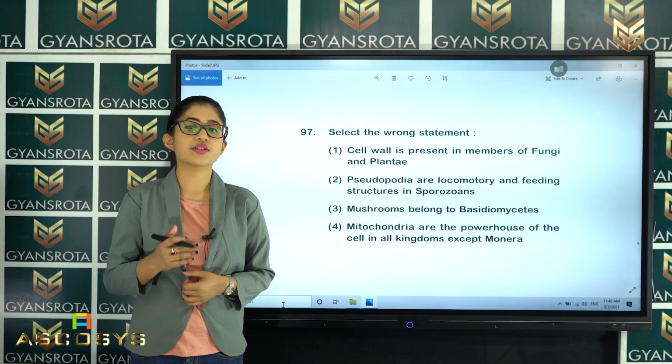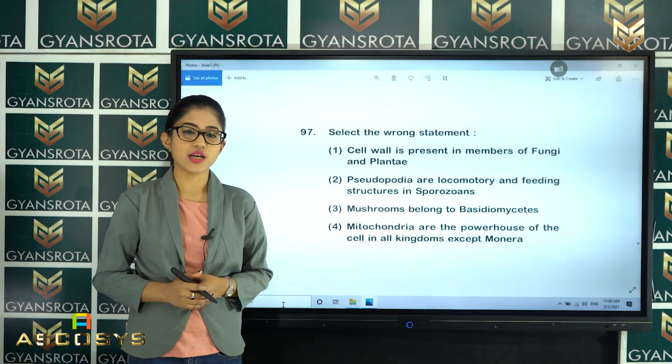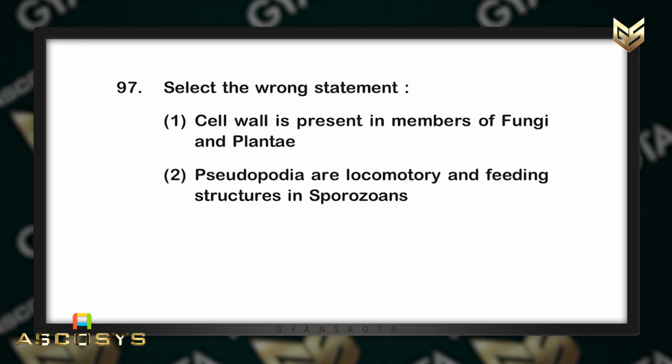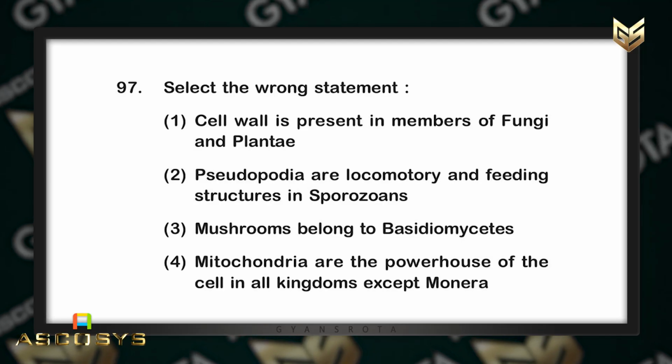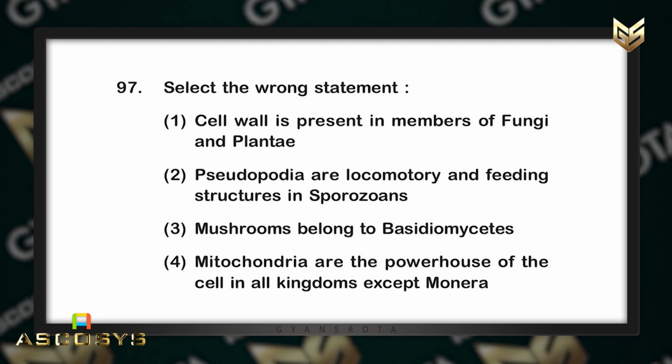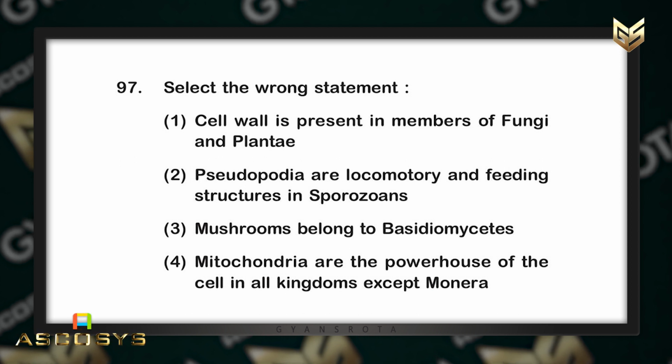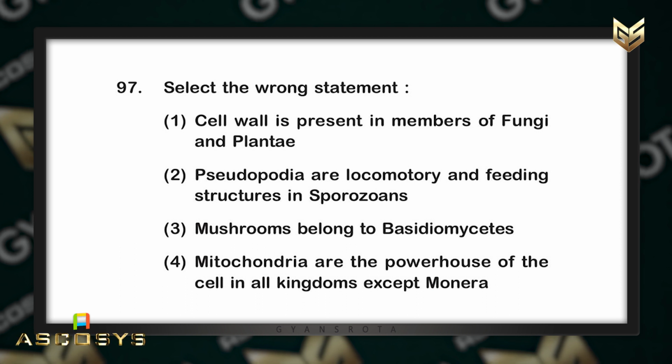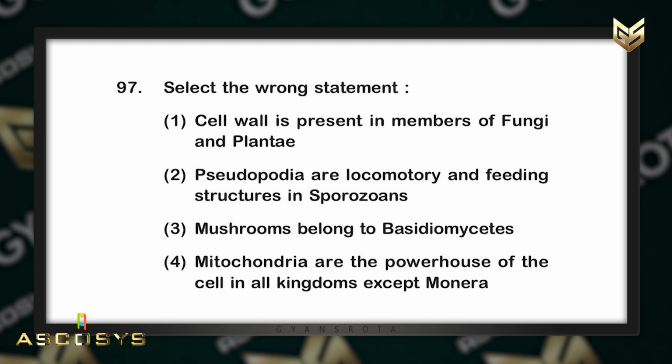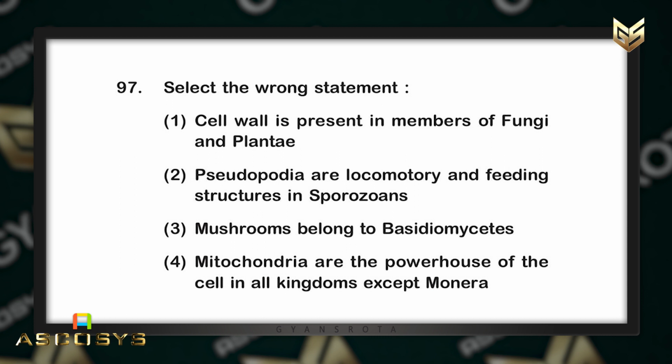In the next question, as you can see here, question number 97, you have to select the wrong statement among these 4 options. So the first statement, it says that the cell wall is present in the members of fungi and plantae. Second option is pseudopodia are locomotory and feeding structure in sporozoan. Option number 3 is mushrooms belong to Basidiomycetes, and option number 4 is mitochondria are the powerhouse of the cell in all kingdoms except Monera.